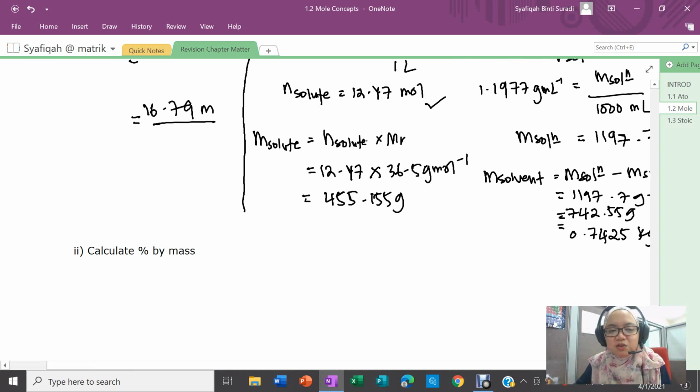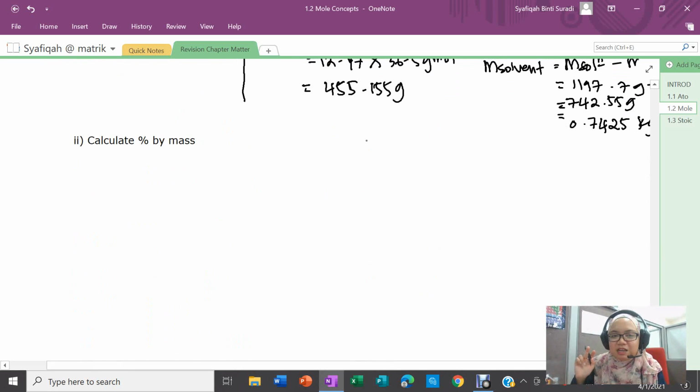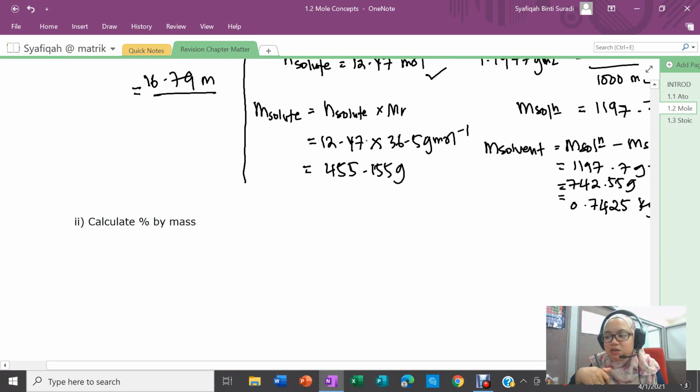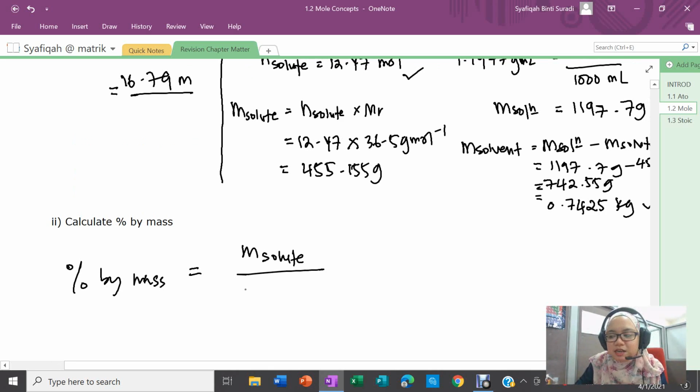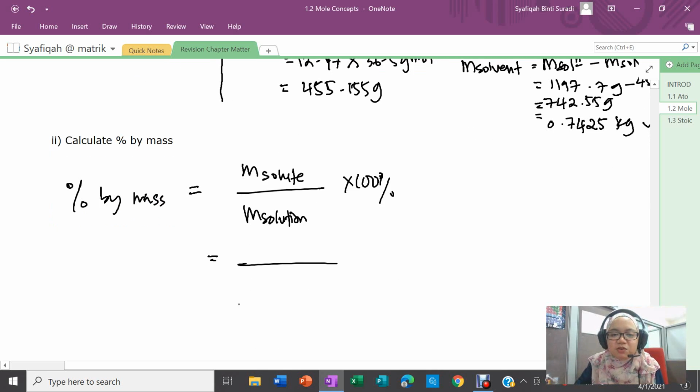Okay? Alright. So, second soalan, calculate percentage by mass. Tadi dia bagi kita percentage by mass kan? Sekarang dia suruh kita calculate pula. So, macam mana nak calculate percentage by mass ni? Kita dah tahu mass solute betul? Mass solute dah tahu, kita dah tahu mass solution betul? Carilah percentage by mass. Sangat simple. Sebab percentage by mass is equals to mass solute divide dengan mass solution times 100%. So, akan dapat jawapannya sama macam tadi. Akan dapat 38% juga.